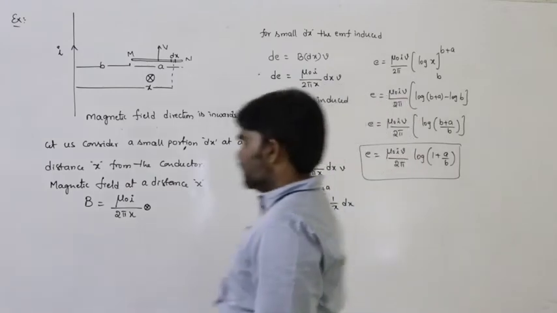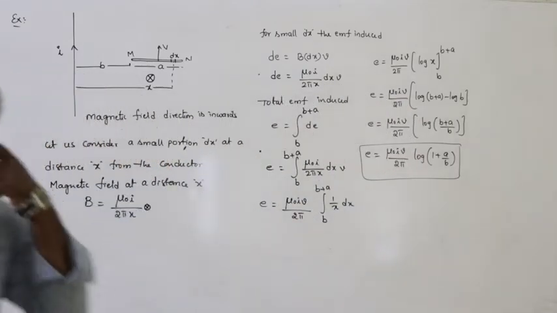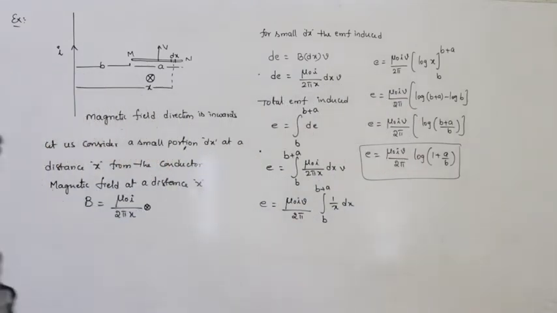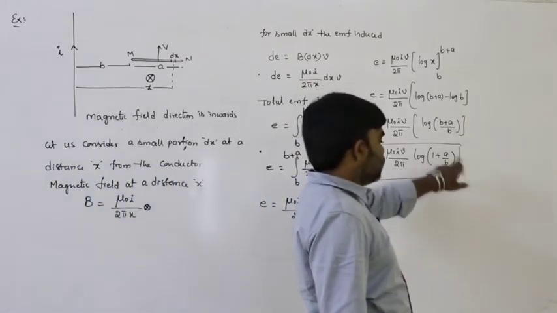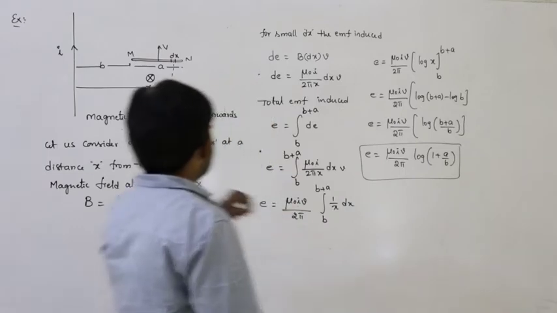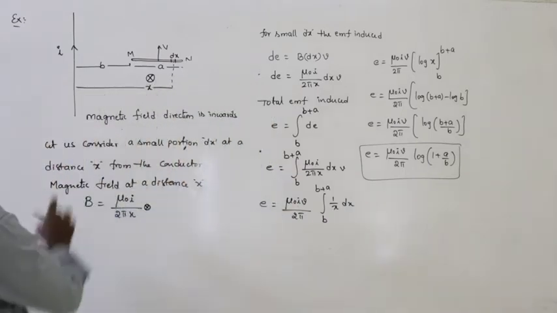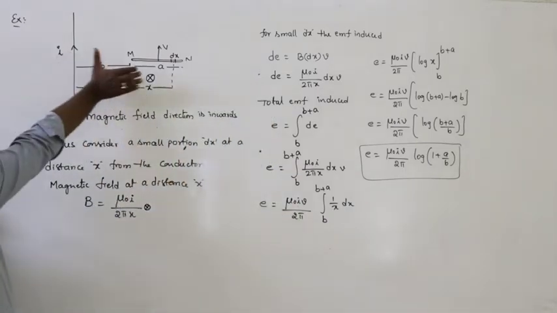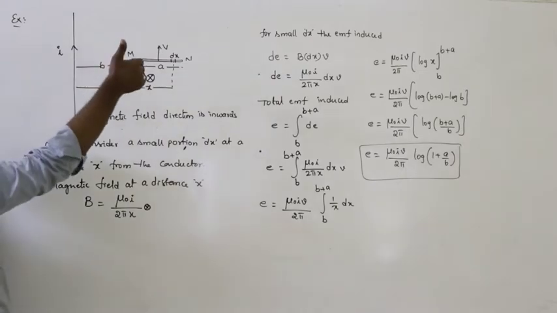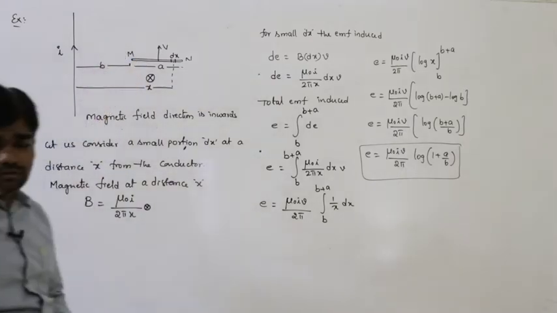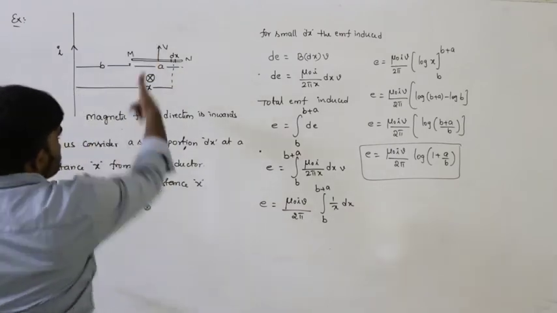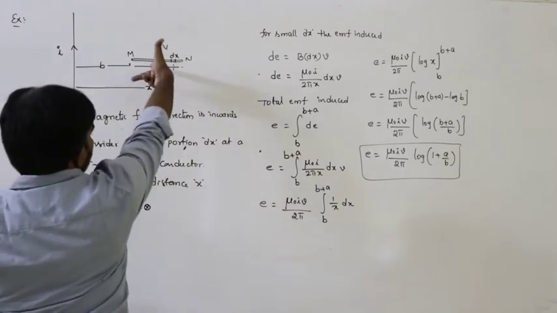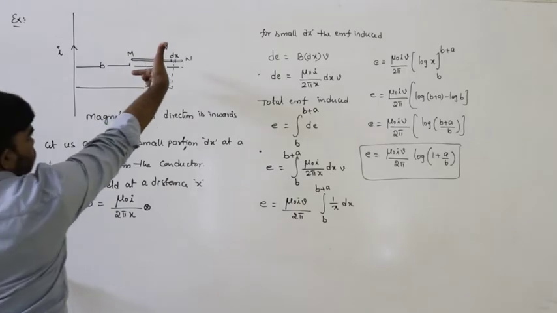So this is the EMF induced in this situation. Simply, E is equal to mu naught I V by 2 pi log of 1 plus A by B. So this is the situation. Due to the infinite current carrying conductor, the direction of the magnetic field is inwards, and the conductor is moving upwards. And what is the direction of the induced EMF?